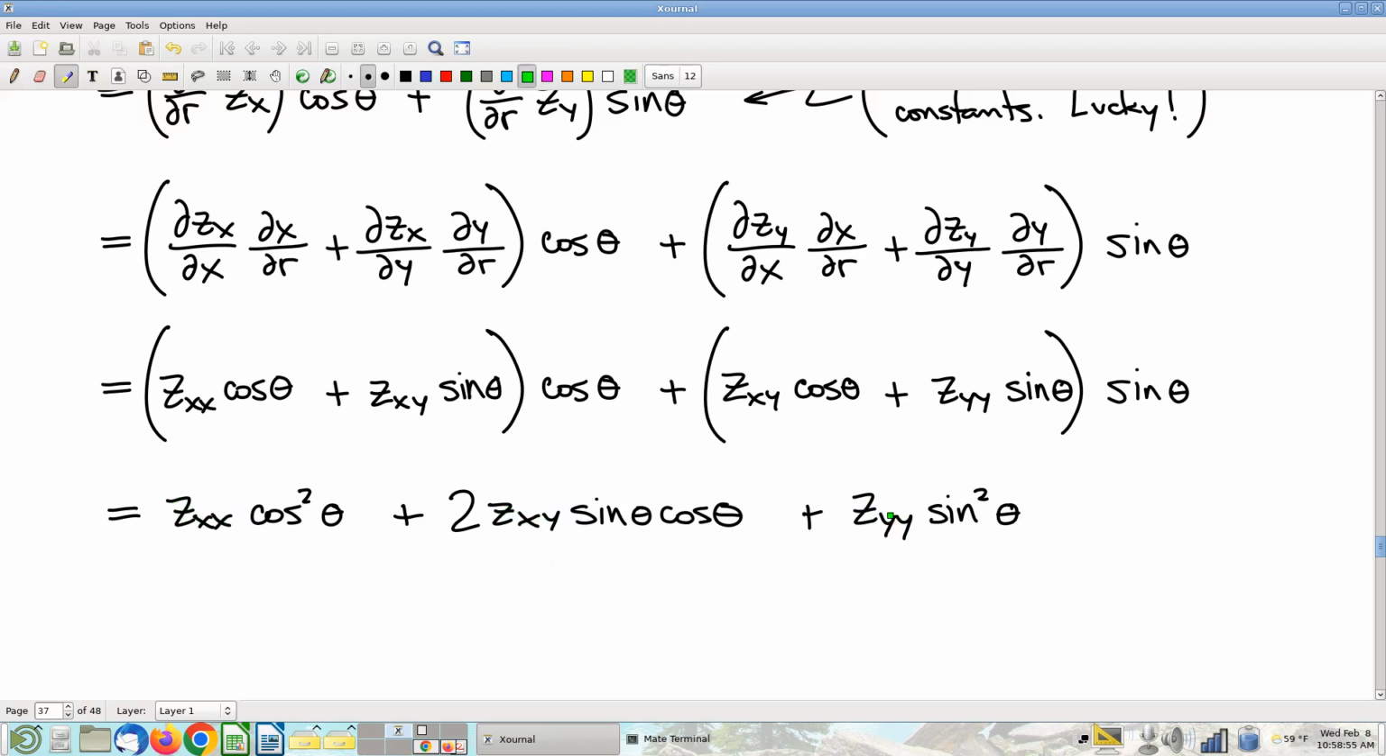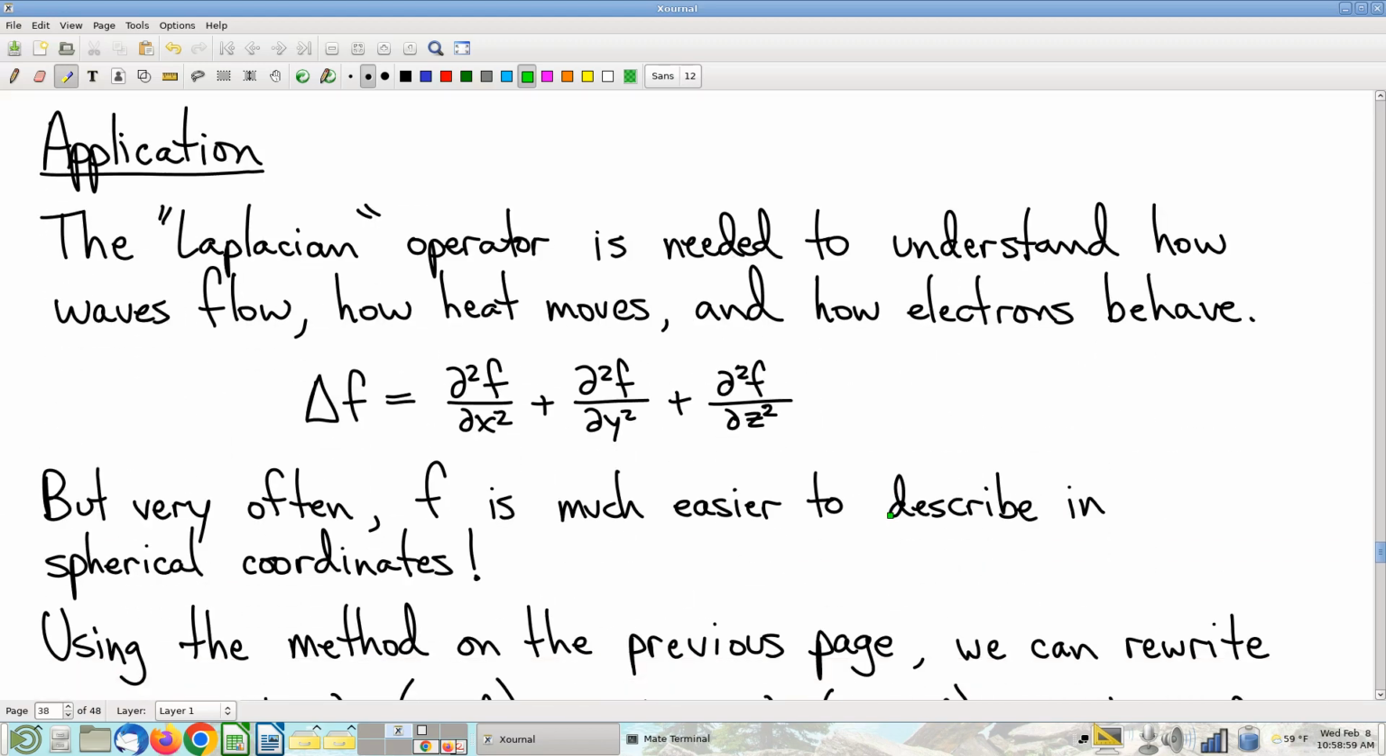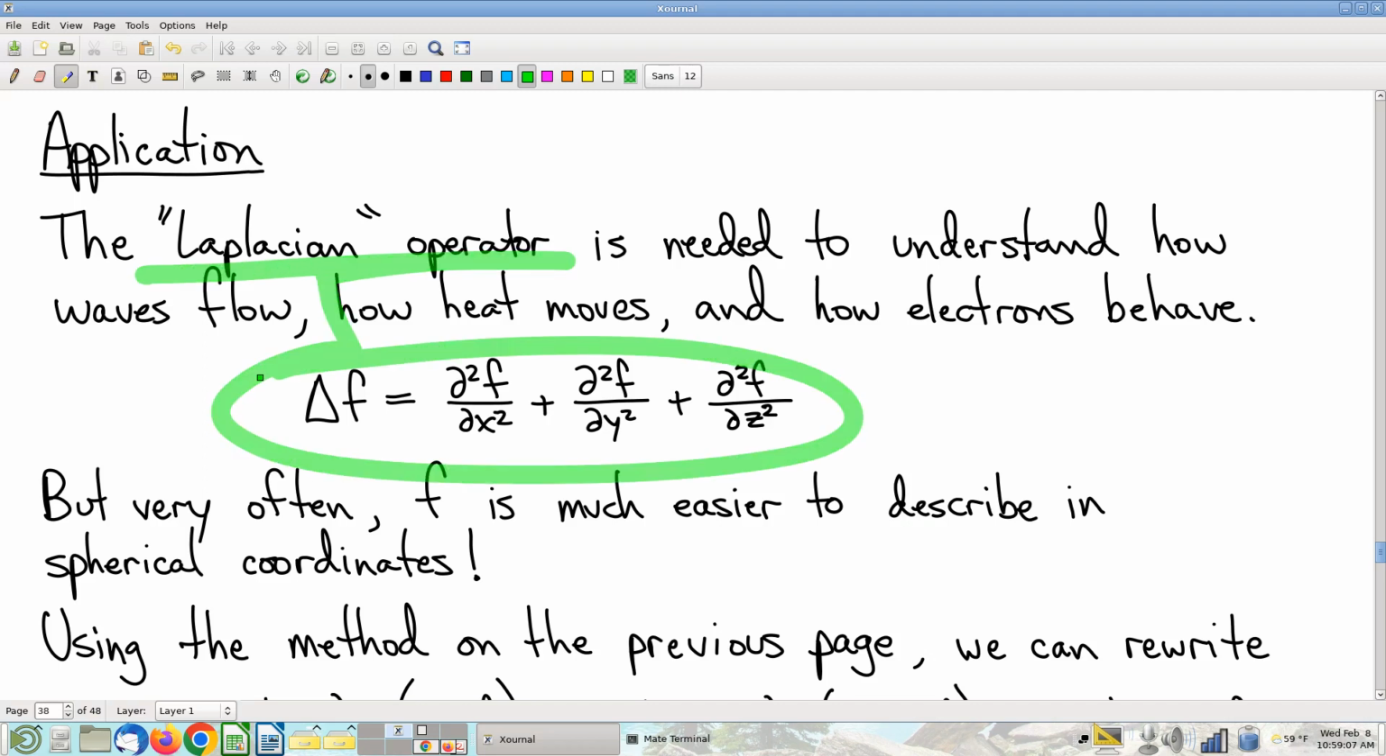Okay, let me show you a place that this gets used. This is going to be a little bit of a physics discussion. This is going to be a discussion of math that applies to physics. And we're going to talk about this thing called the Laplacian operator, which is this great big formula right here. It's the sum of the three rectangular second partials. There are extremely good reasons for why this is of natural interest in physics and engineering.